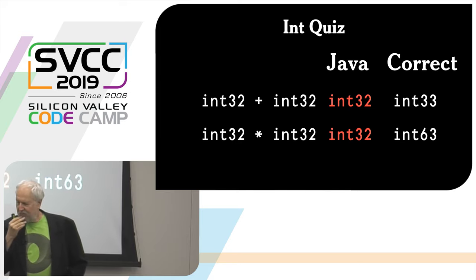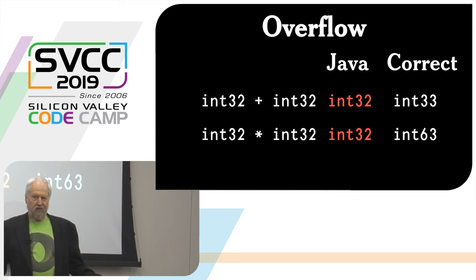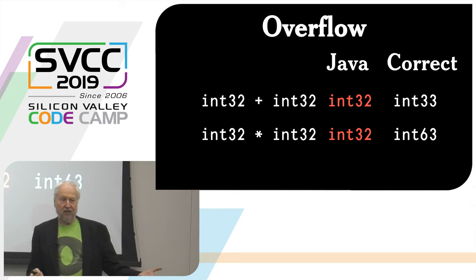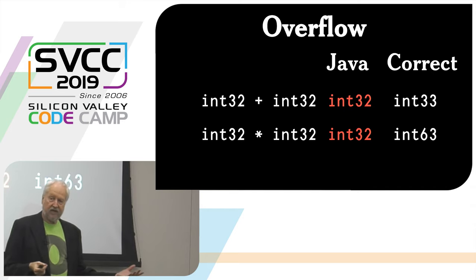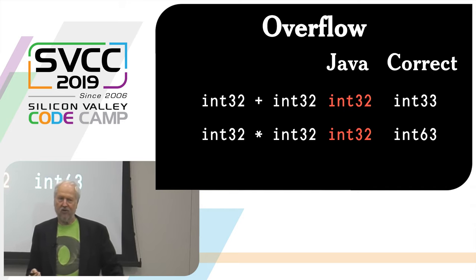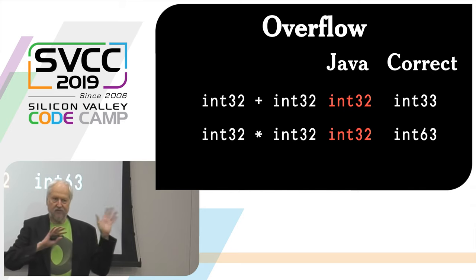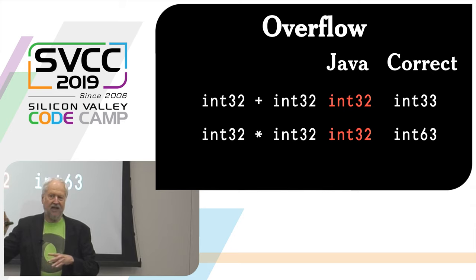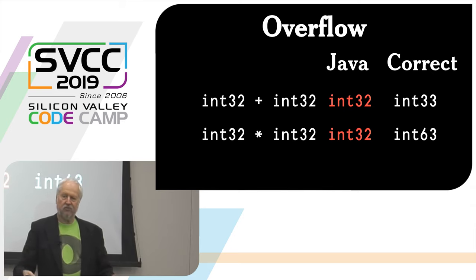So the problem here, obviously, is that we overflow, right? If you end up generating 33 bits, which you will in the worst case, or 63 bits when doing the multiply, all those bits are thrown in the bit bucket and are not reported to you. And the program will continue as though it was written correctly.